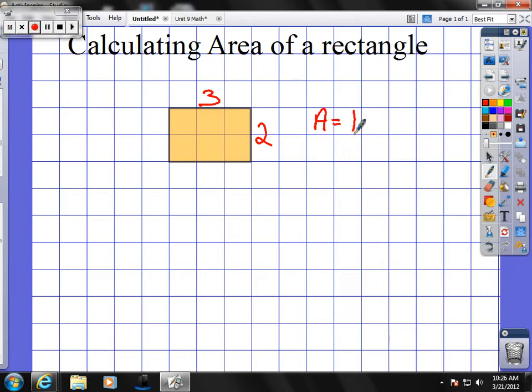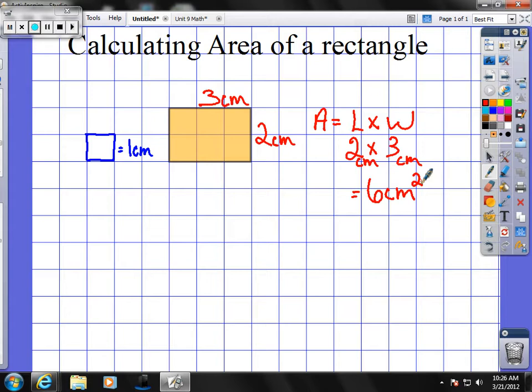Area equals the length of the object times the width of the object. We said that it was 2 times 3. Now I want you to watch something here very closely. What if we said that one square equals 1 centimeter. So now the length of this side is 3 centimeters long, and this side of my rectangle is 2 centimeters long. So now I have 2 centimeters times 3 centimeters. That's going to equal 6, because I multiply 2 times 3, centimeters squared.